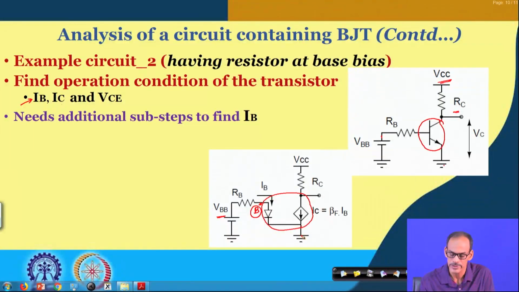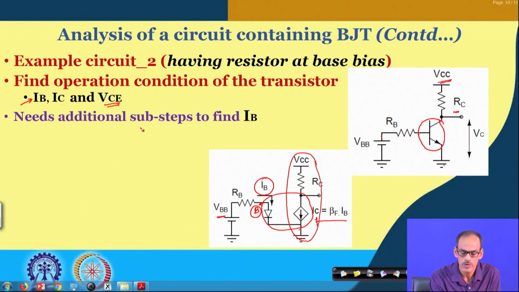The emitter node, however, is connected there, and once we get IB, you can either use VBE, or the better approach is to simply multiply with beta F to get the collector current. And then of course, once you get the collector current, to find VCE we can analyze this part, and the procedure is the same as what we have just now discussed. So, compared to the previous example, the additional thing we have to do is follow some sub steps to find the corresponding base terminal current.